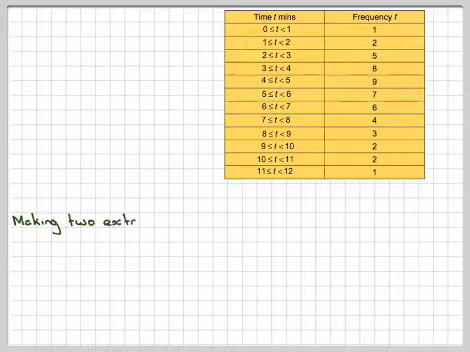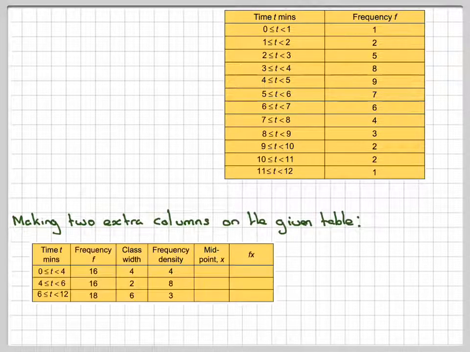So we're making two extra columns on the table given in the question. The two extra columns are going to be midpoint and f times x. Now the midpoint we call x, and we've got a frequency here of 16, and so the midpoint between 0 and 4 is going to be 2. The midpoint between 4 and 6 is going to be 5, and the midpoint between 6 and 12 is going to be 9. And here what we do is we work out fx.